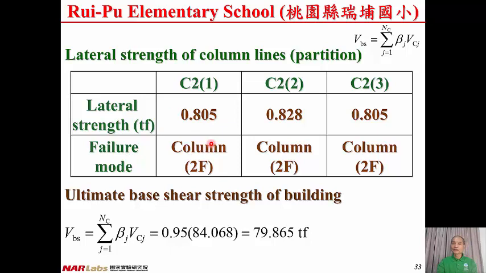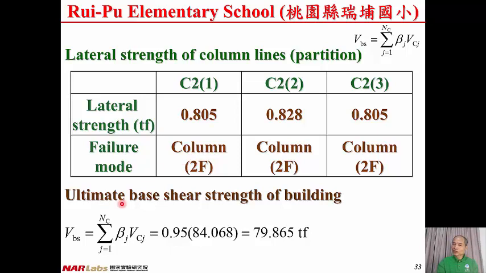And here's the table for the lateral strength of the column lines of partition, C2 from number 1 to number 3. And the lateral strength equal to 0.807 or 0.828 for number 2. And the failure mode is column failure, but not on the first floor, but on the second floor.